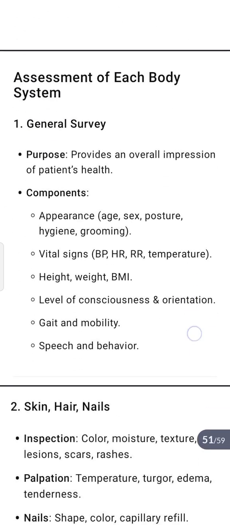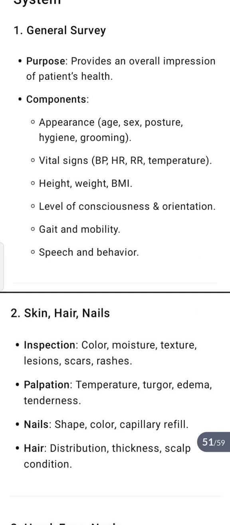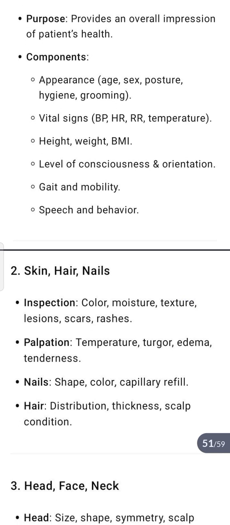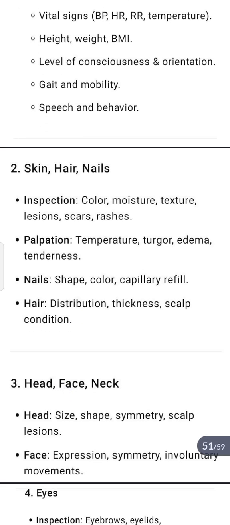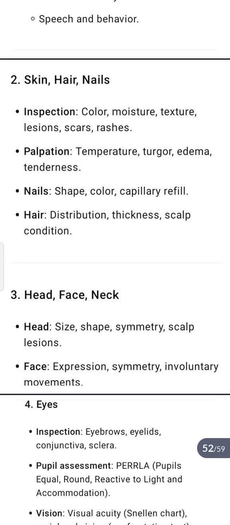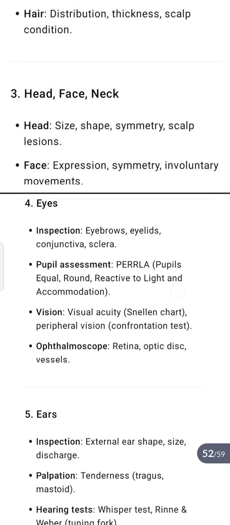Now assessment of each body system includes the general survey. First, the purpose: to provide an overall impression of the patient's health. Components include appearance, age, sex, posture, hygiene, grooming. Vital signs include height, weight, BMI, level of consciousness and orientation, gait and mobility, speech and behavior. Then we see skin, hair and nails. In inspection: color, moisture, texture, lesions, scars, rashes. Palpation includes temperature, as I told you earlier, turgor, edema, tenderness. In nails we can see shape, color, capillary refill time, hair distribution, thickness, scalp condition.